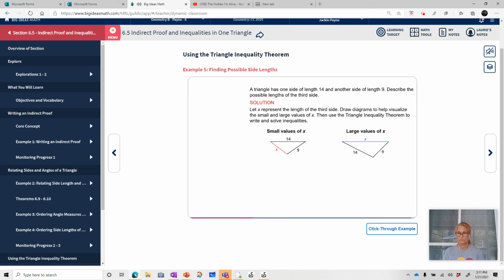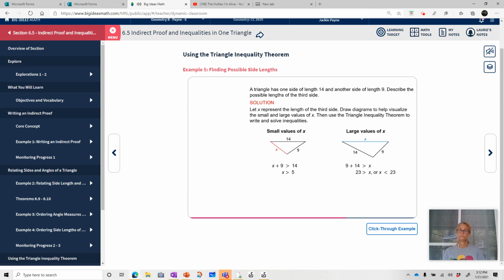By the triangle inequality theorem, the sum of the lengths of any 2 sides of a triangle is greater than the length of the third side. So in the triangle on the left, for small values of x, x plus 9 must be greater than 14. To solve this inequality, subtract 9 from each side of the inequality. This gives you x is greater than 5. Next, in the triangle on the right, for large values of x, 9 plus 14 must be greater than x. Combine like terms on the left side of the inequality, and 23 is greater than x, or x is less than 23.